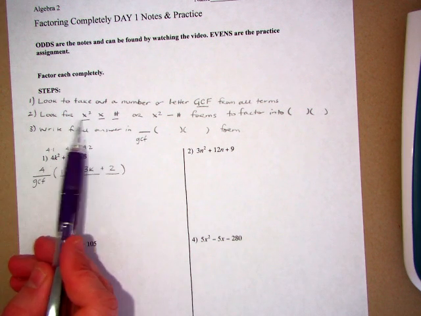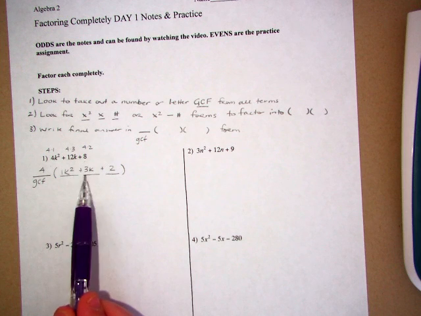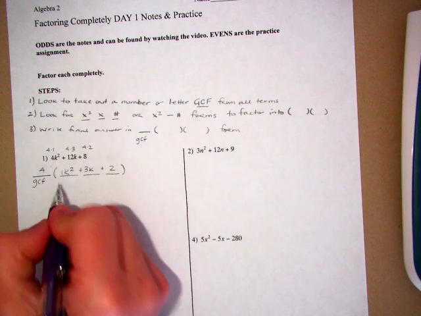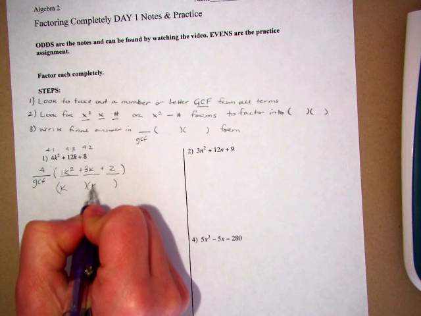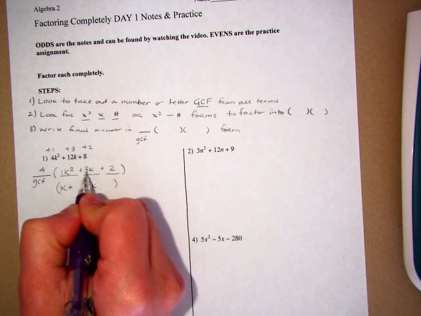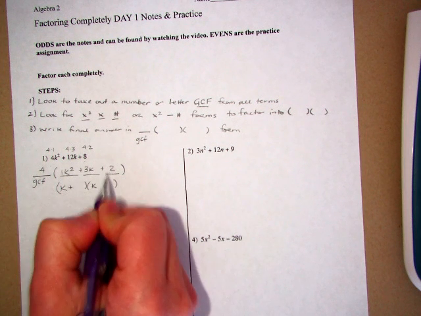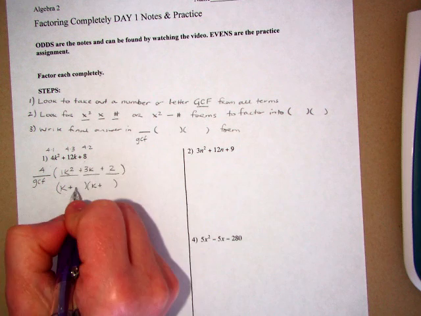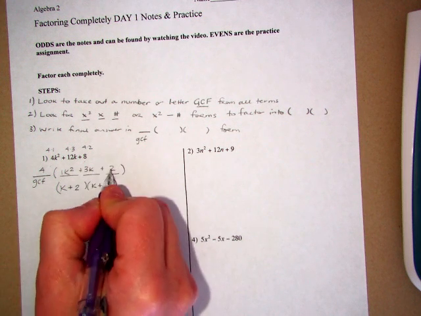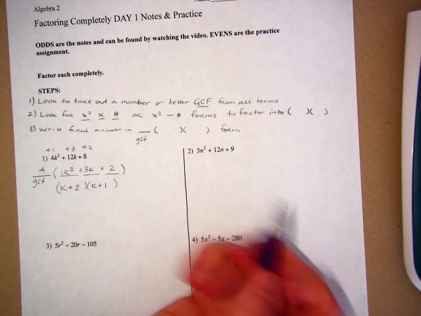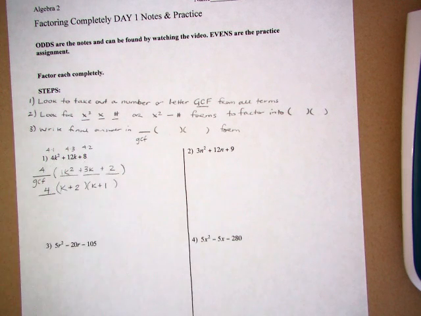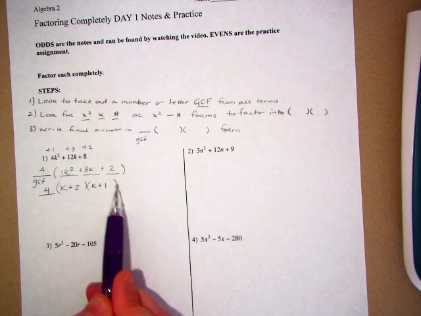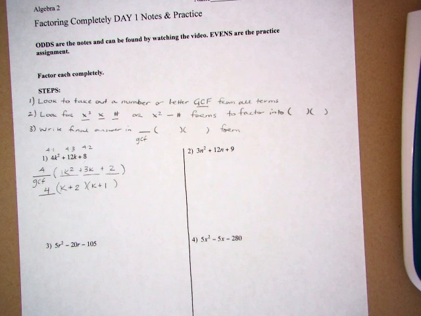Now my second step is to look for x squared, x, and a number, k squared, k, and a number. I have that form. So now I'm going to go back to my factoring rules. K and k. Bring down the plus. Plus times what gives me plus? Positive. 2 and 1 multiply to give me 2, but add to give me 3. And then I have to bring down my GCF 4 out front. So this was the factoring work I did, and this was me bringing the 4 out front. This is factored completely.